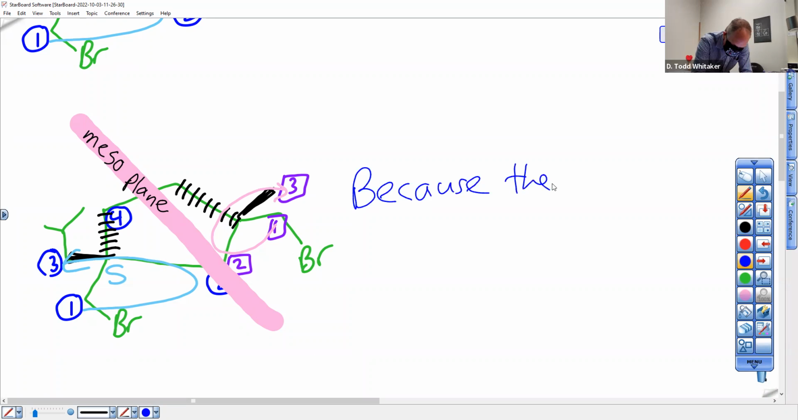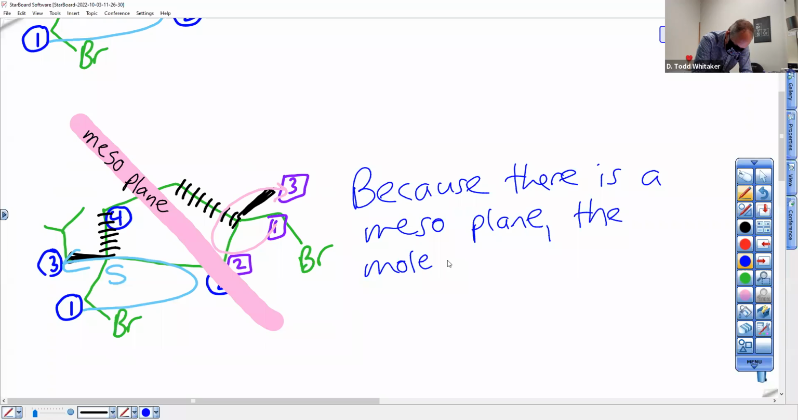There is a mesoplane. The molecule does not have an enantiomer.